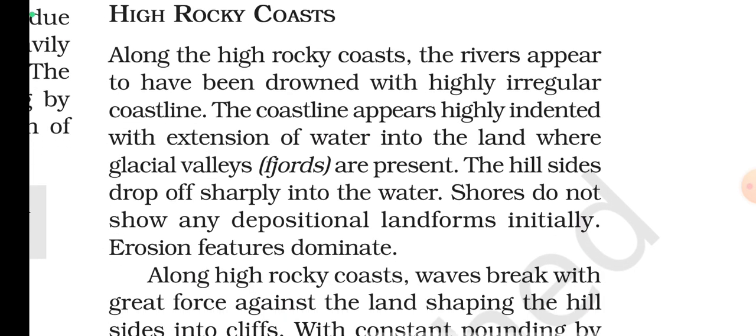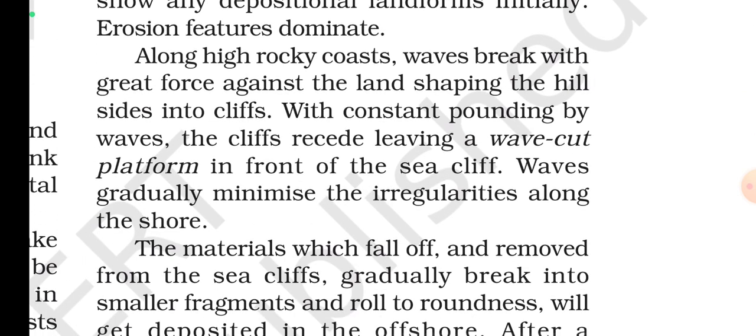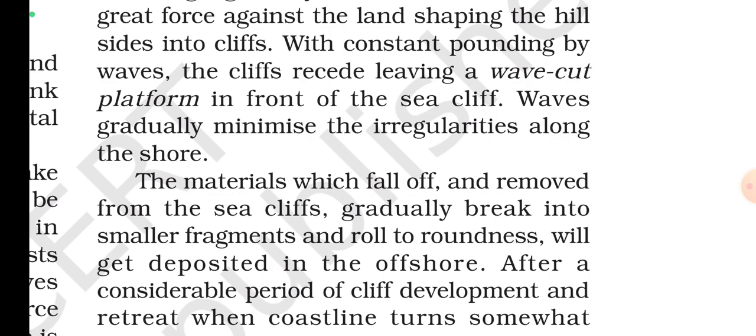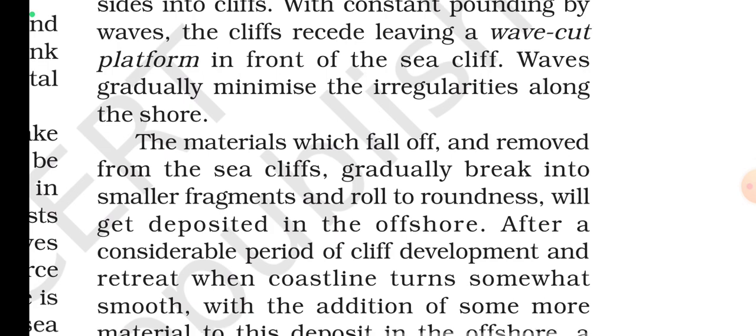Now, high rocky coast. Along the high rocky coast, the rivers appear to have been drowned, with a highly irregular coastline. The coastline appears highly indented with extension of water into the land where glacial valleys, fjords are present. The hillsides drop off sharply into the water. Shores do not show any depositional landforms initially. Erosion features dominate. Along high rocky coasts, waves break with great force against the land, shaping the hillsides into cliffs. With constant pounding by waves, the cliffs recede, leaving a wave-cut platform in front of the sea cliff. Waves gradually minimize the irregularities along the shore.